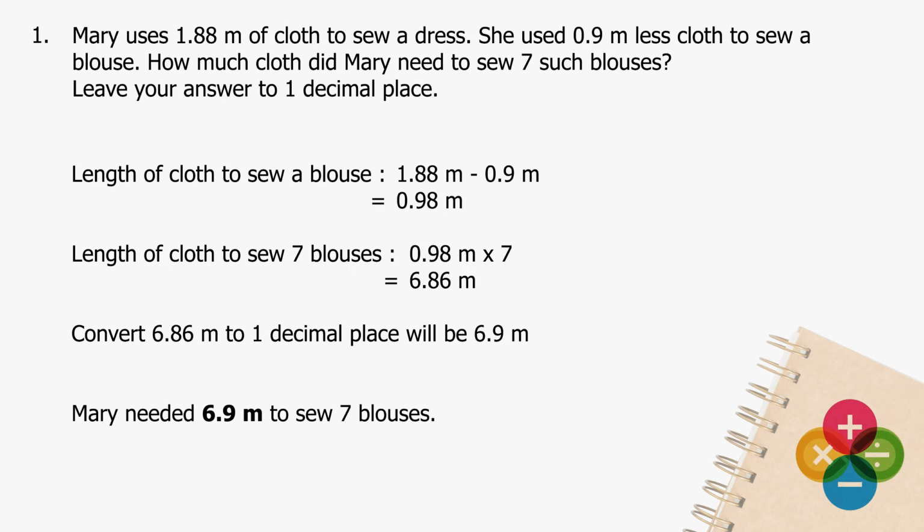The length of cloth needed to sew a blouse will be: subtract 0.9 meters from 1.88 meters, and the difference is 0.98 meters. The length of cloth needed to sew 7 blouses will be: multiply 0.98 meters by 7, and the product is 6.86 meters. Converting 6.86 meters to 1 decimal place will be 6.9 meters. Mary needed 6.9 meters to sew 7 blouses.